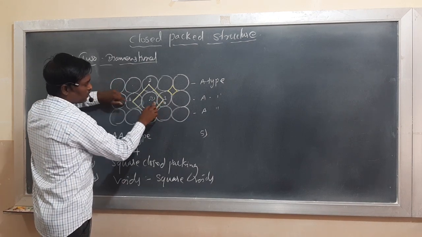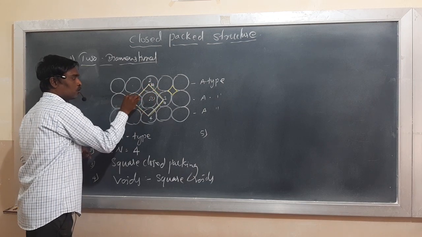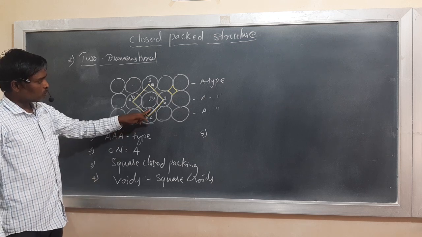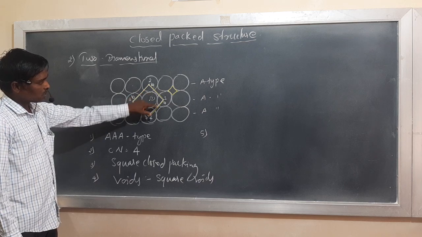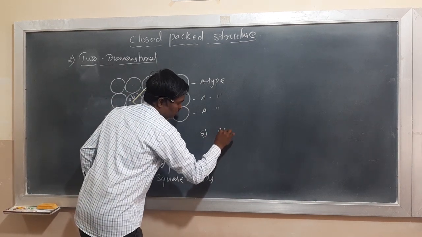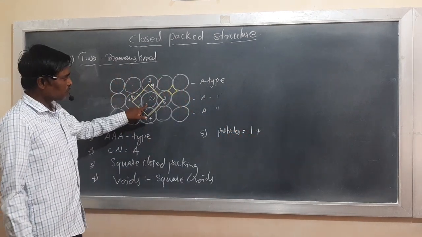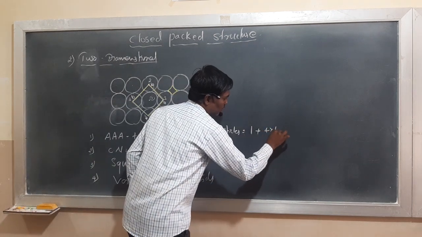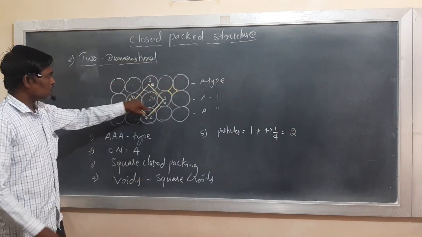Okay, and 1/4 of this particle is present in this square. Similarly, 1/4 of this particle, 1/4 of this, and 1/4 of the fourth particle. So only 1/4 of each of these particles is present in this square. Therefore, the total number of particles present in this square is 1 complete sphere plus 1/4 of the 4 spheres, so 4 into 1 by 4. That is equal to 2. The total number of particles in this square is 2.